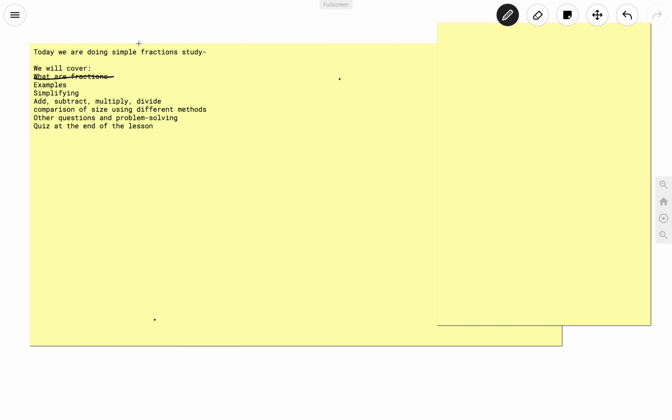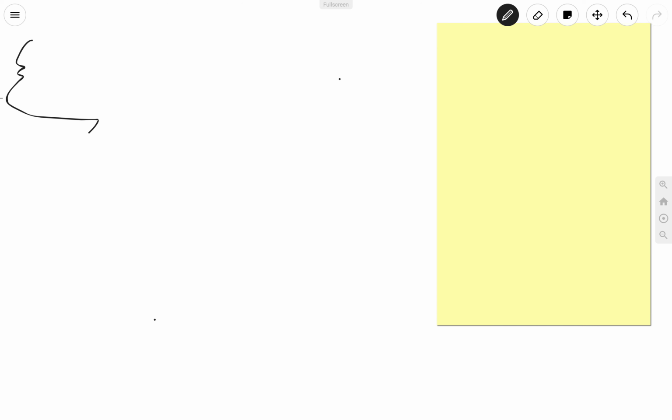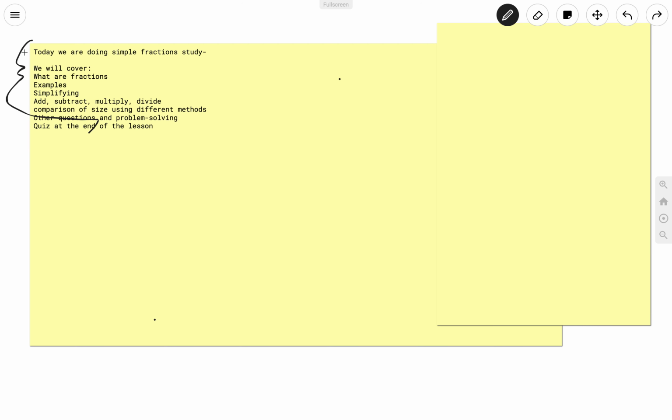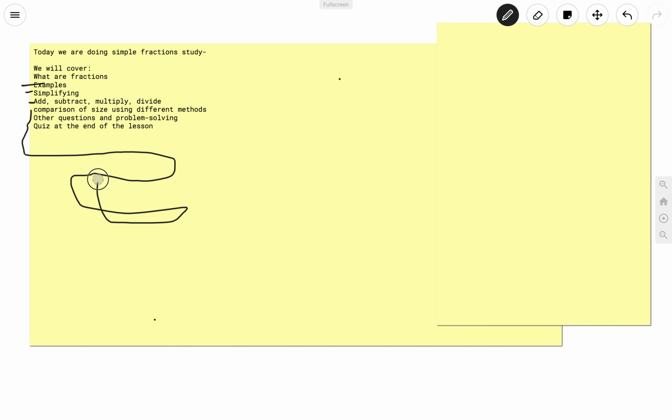Hello. So today, this unit, we're going to be learning fractions. So all aspects of fractions, more like the main aspect of fractions, which will basically be what are fractions, examples of fractions, simplifying, adding, subtracting, the basic operations, comparison, and other problem solvings. And at the end of the unit, there will be a giant test. So let's get started.